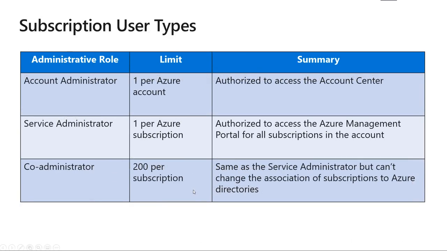Okay, and subscription user types. I won't read this out; it's just something you have to know. Account administrator: one per Azure account. Service admin: also one per account. But co-administrators can number up to 200. You can add anyone, outside the organization or in the same organization, as a co-administrator. They have the same permissions as the service admin, but they cannot change the association of the subscription to Azure directories.